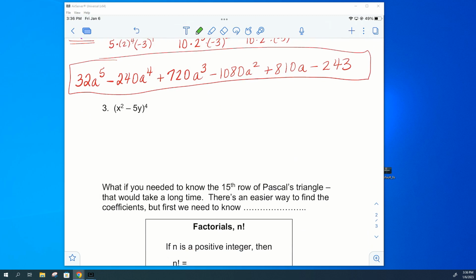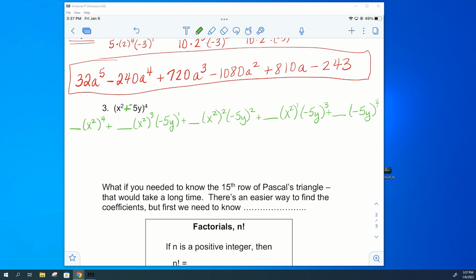So let's do this one. I'm going to put a plus minus. So I'm going to start with my blanks. I'm going to have x squared as my first. It's going to start with 4. He's going to go down. And -5y is going to go up. -5y cubed. And I would have that.